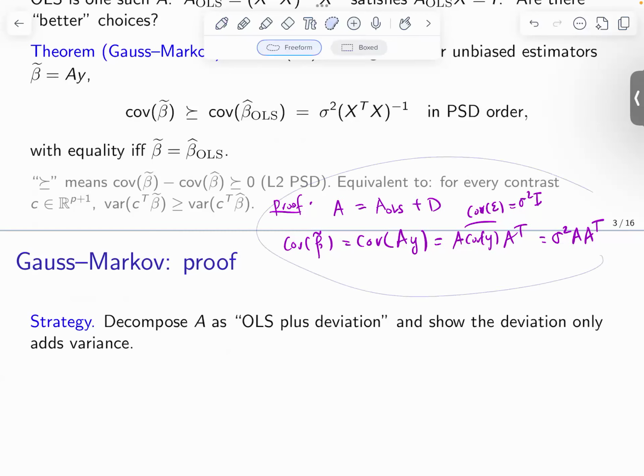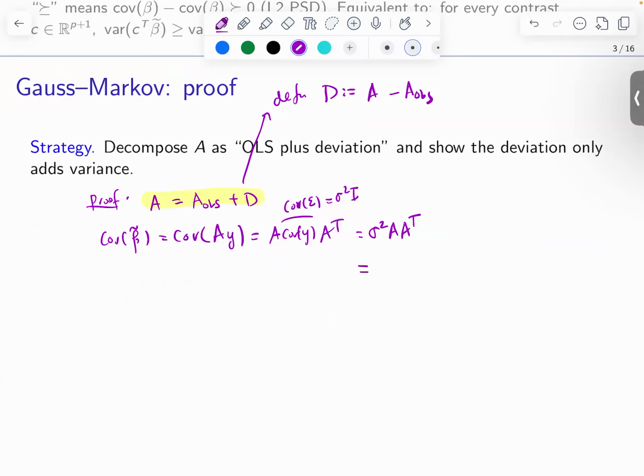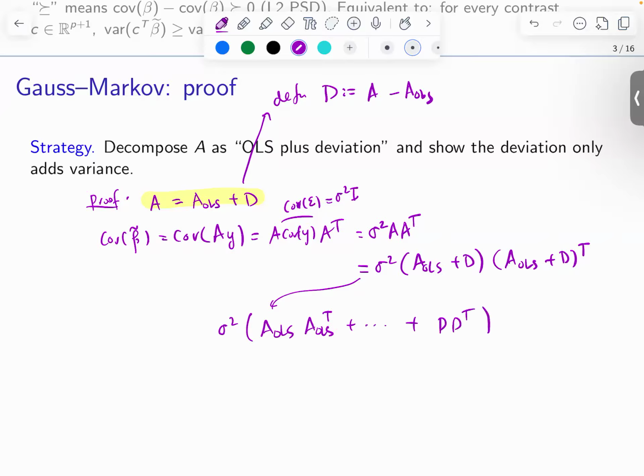So let me try writing it here. And this is only just a definition. So let's define D to be A minus A_OLS, then I have that equality. So I'm going to plug it in. I get A_OLS plus D, transpose. And then you expand. Once you expand, the first term would be A_OLS A_OLS transpose, and you get two cross terms, and then you get D D transpose. You get A_OLS times D transpose, and then D times A_OLS transpose, which I'm not writing. And so that would be an expansion.